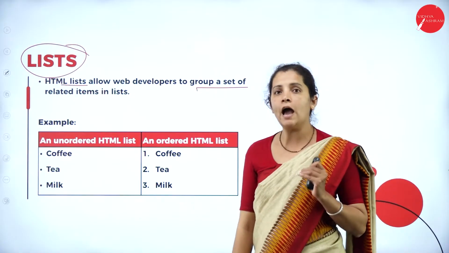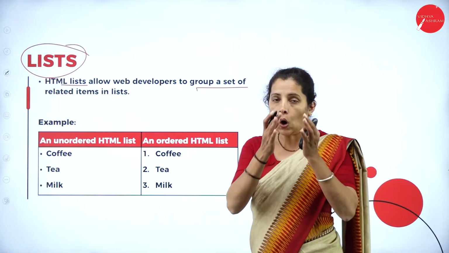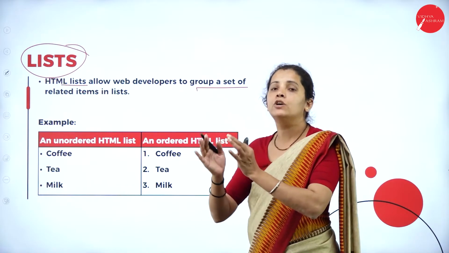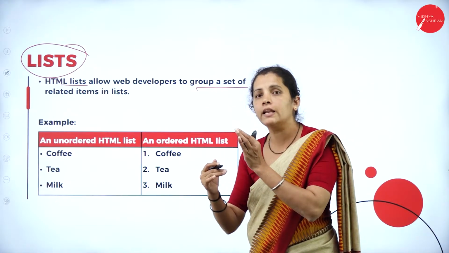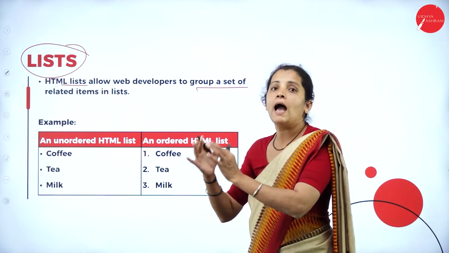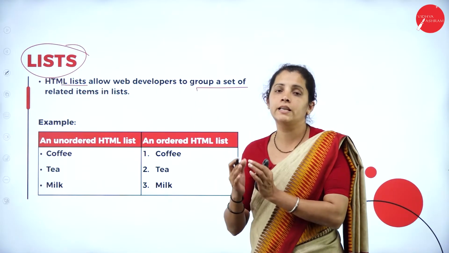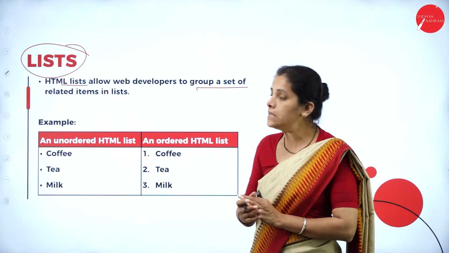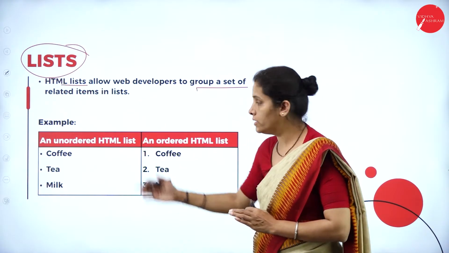For example, I have fruits. Now what I want to do, I want to list all the fruits on one side, and I have grocery items. I want to list all the grocery items on another side. I have vegetables, and I want to list all the vegetables on another side. Listing is nothing but placing similar kinds of items in some order.